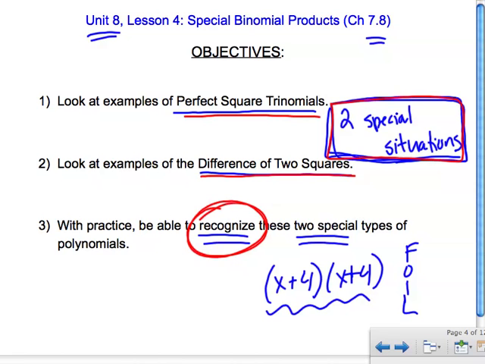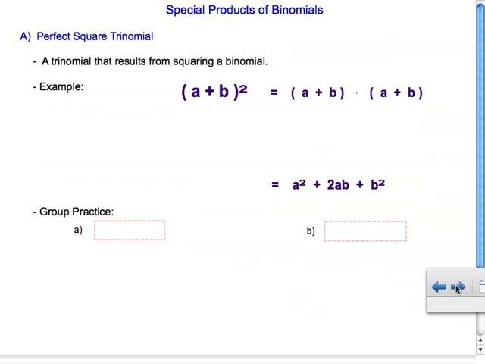Oh, this problem is a perfect square trinomial. So the more we get comfortable with them, and the quicker we can recognize them, the more efficient we are at doing our problems. Okay, so let's start. The one that we're going to start with is a perfect square trinomial, and if you want to write down this definition, that'd be good.